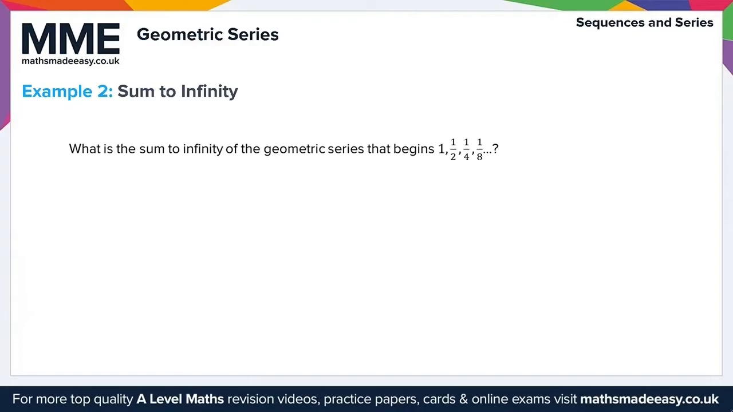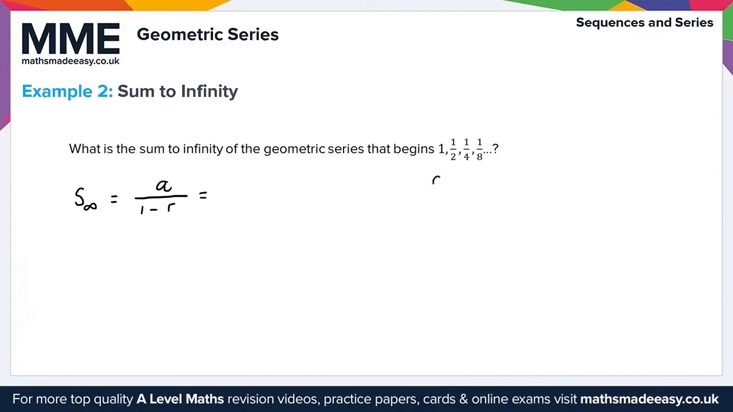Example 2 here is taking a look at the sum to infinity for a geometric series. And all we simply have to do here is find the sum to infinity of the geometric series that begins 1, 1 over 2, 1 over 4, and 1 over 8. And again, what we should do here first is denote the formula for the sum to infinity, and then we can deduce what we need from that formula. And the formula for the sum to infinity is given by S, with this infinity symbol here, and this is equal to A over 1 minus R. Okay, so what we clearly need here is A and R.